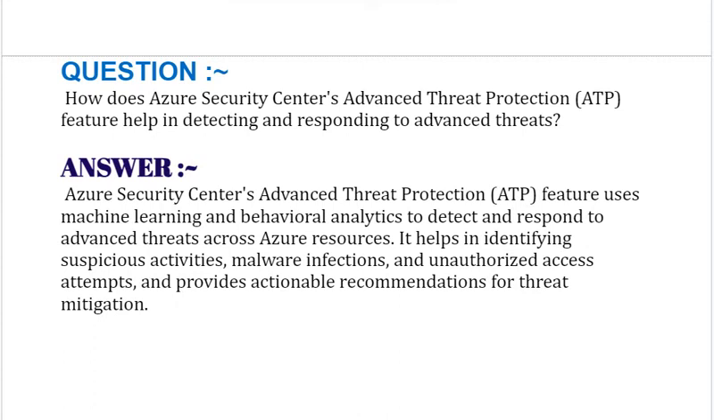Our next interview question is: how does Azure Security Center's Advanced Threat Protection (ATP) feature help in detecting and responding to advanced threats? Your answer should be: Azure Security Center's Advanced Threat Protection (ATP) feature uses machine learning and behavioral analytics to detect and respond to advanced threats across Azure resources. It helps in identifying suspicious activities, malware infections, and unauthorized access attempts, and provides actionable recommendations for threat mitigation.